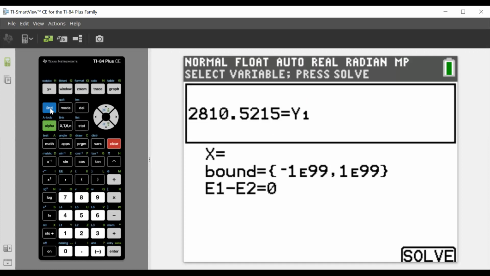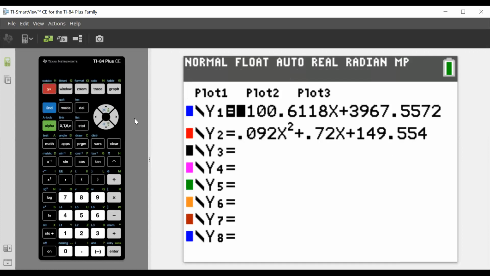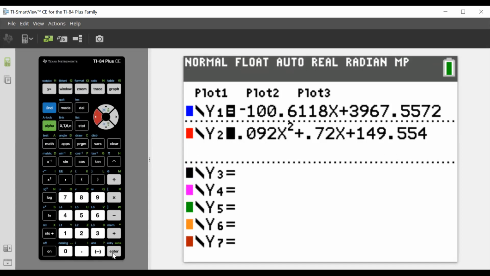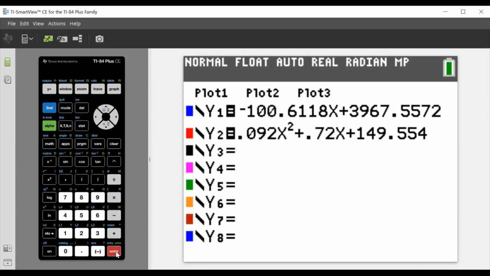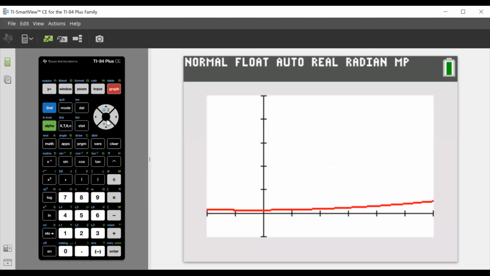Now clear, I have to quit. Now this one, I put both equations for part 1 and part 2, so this is the one we're going to use now, and we can turn that one off. And so our function looks like that.